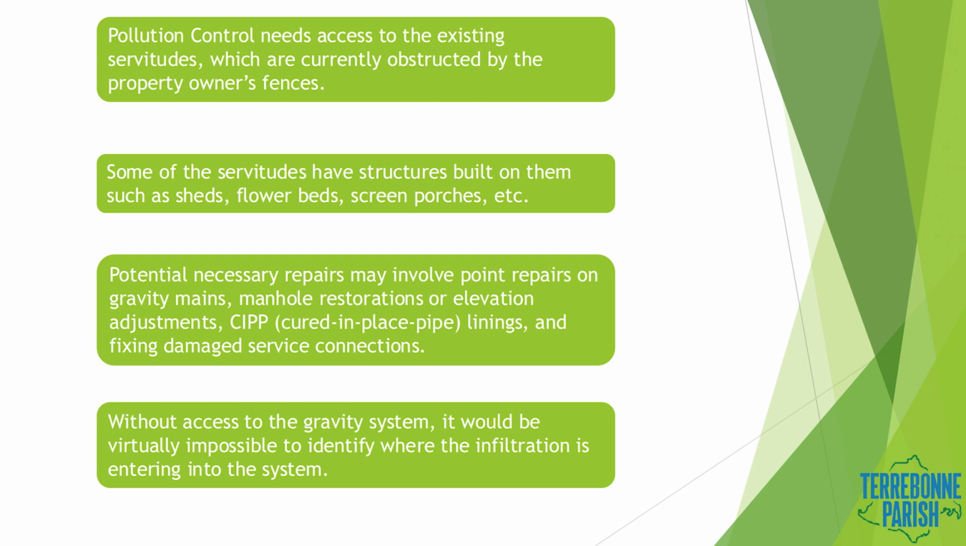Without access to the gravity system, it would be virtually impossible to identify where the infiltration is entering into the system. So what this part means is there's an infiltration into the sewage system, which is causing the issue. And in order for pollution control to be able to determine exactly where the problem areas are, their issue is having access to it because the servitudes have been infiltrated. Okay? So just a simple explanation as to what was just read.